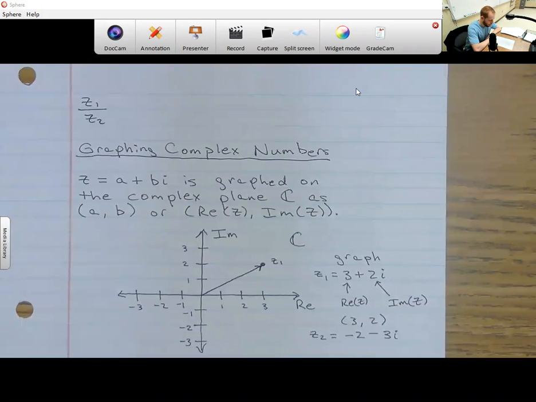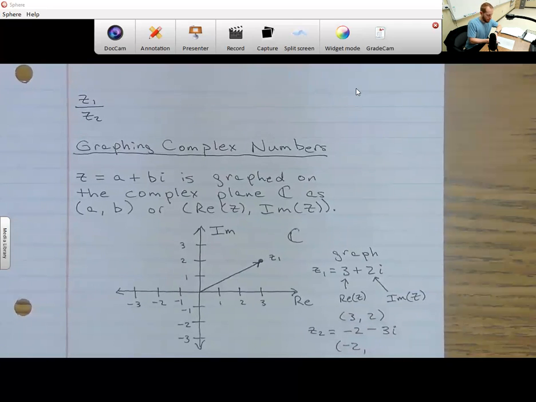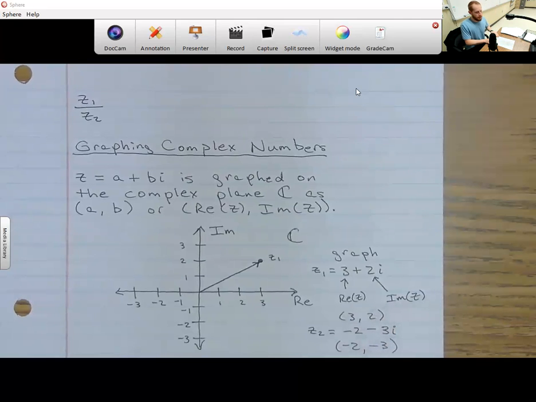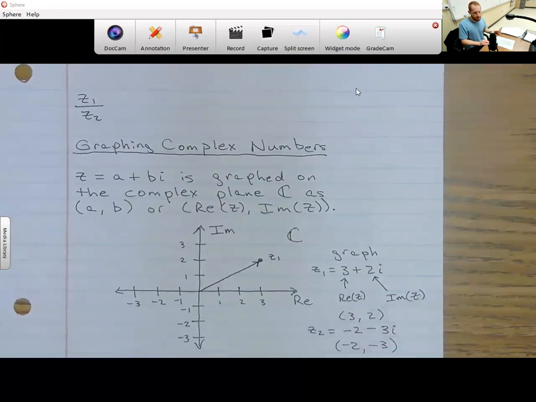All right, so what would this look like? Well, we always have a real part and we always have an imaginary part. The real part is always going to go where the x coordinate is. So -2 is going to become my real part. That's my x value. And the imaginary part, -3, that's going to become my y value. Okay, so I have the point -2, -3, and I put the dot on the graph where it should go.